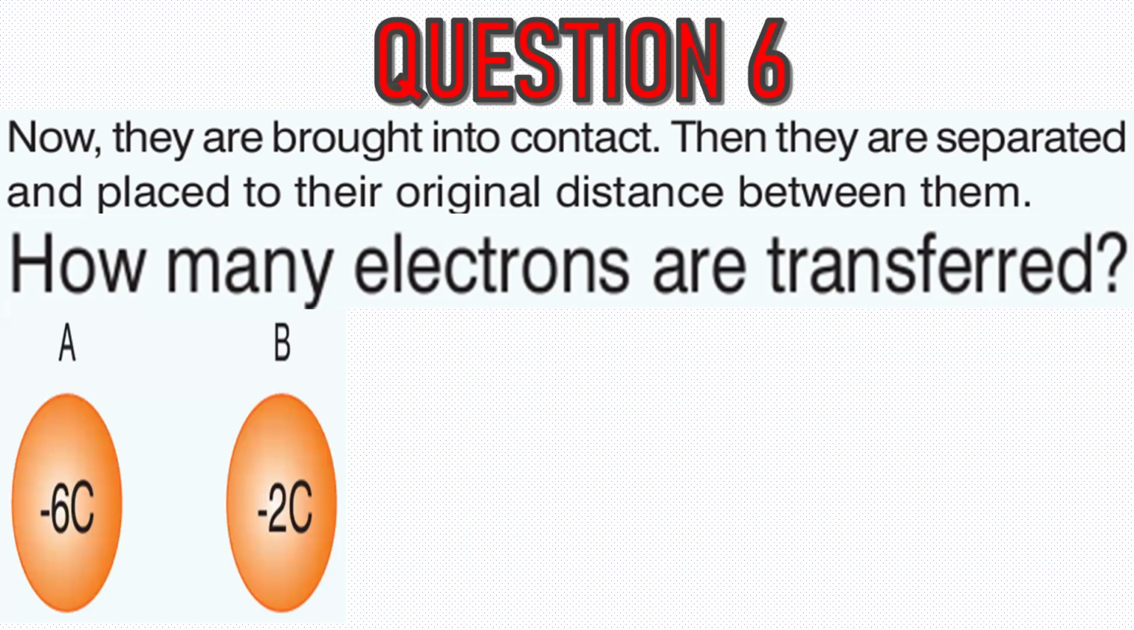Okay, it is your turn. Please try question 6. You are going to calculate how many electrons when they touch each other. A and B touch each other and then how many electrons are transferred? We know A to B. All right, your turn. Please try. Just stop the video and try first.